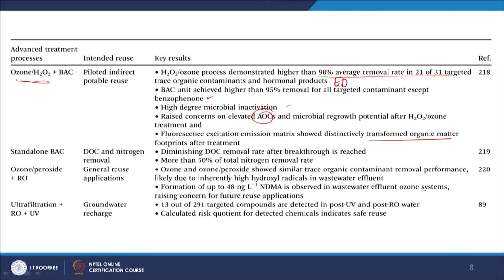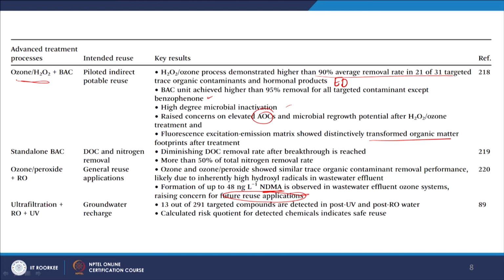And then they did ozone peroxide, again same thing, and RO, which is reverse osmosis, and they noticed that because of high hydroxyl radicals in wastewater effluent, the removal was similar to ozone and ozone peroxide, they were very similar. They also noticed that a lot of NDMA was developed in water, so that will raise concerns when we are thinking of future reuse application.